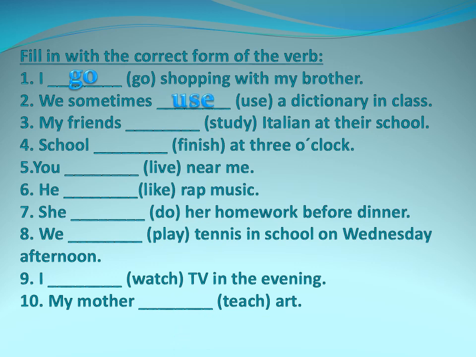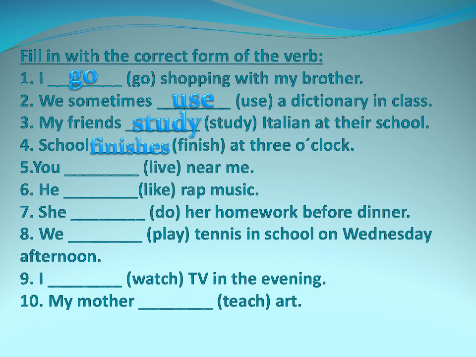Okay, number 3, my friends, it's more than one. It's like they, like we, like I. So I keep the verb as it is. It's going to be study Italian at their school. Number 4, school. It's only one. As we said before, in the present simple, we have to add s or es or ies. So I'll say here, school finished at 3 o'clock.